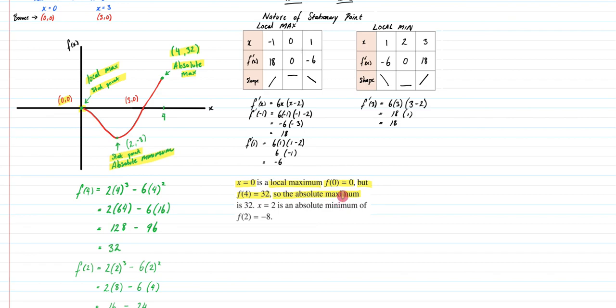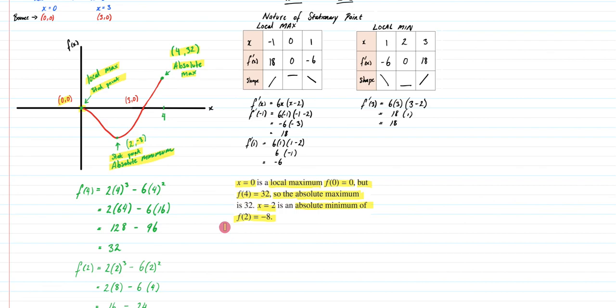So what they're really saying there is when I subbed x equals 0 in, I got 0 out, but when I sub x equals 4 in, I get a greater y value out, proving that it's an absolute maximum. Well, this would just be a local maximum. And then what we're also saying is that when x equals 2, it's going to be an absolute min of, and then they're just showing it's going to be -8, which we proved as well.